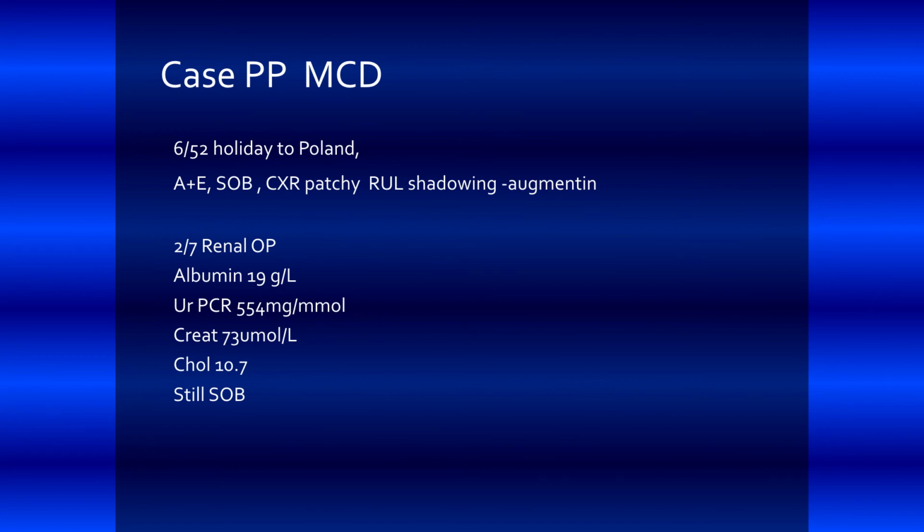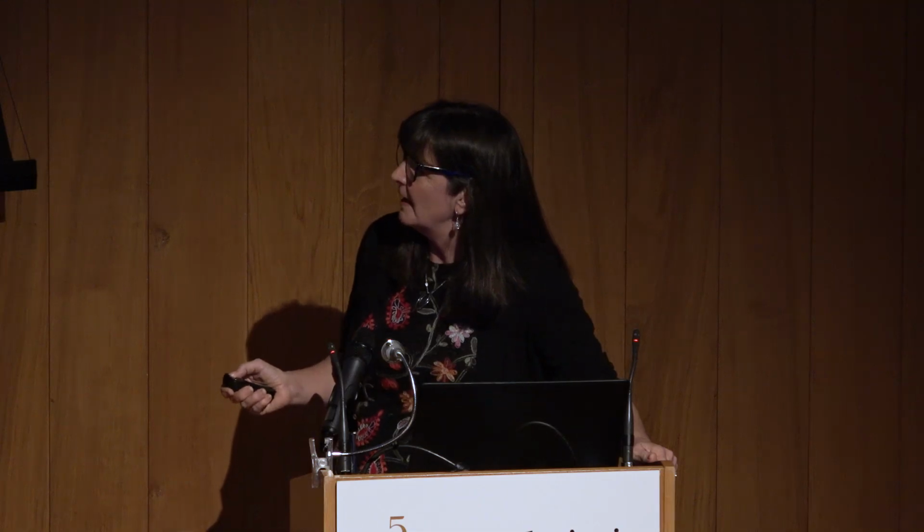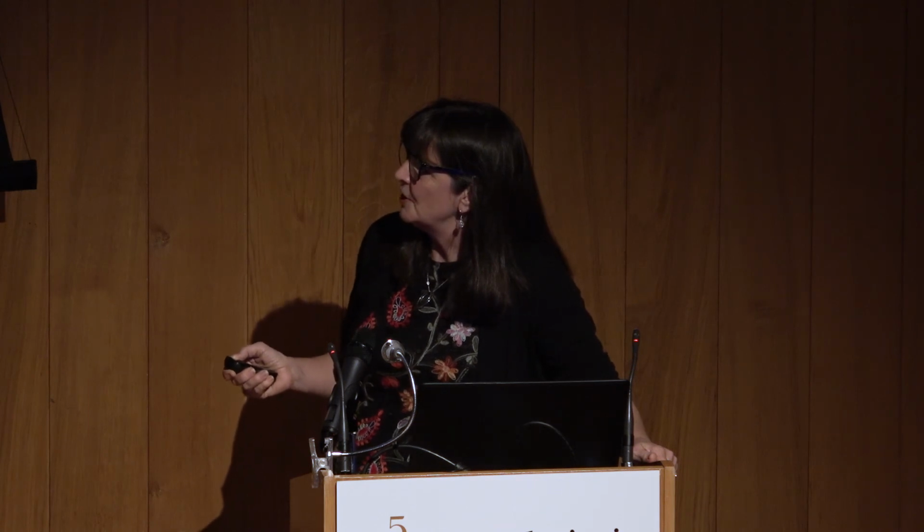Well, 6 weeks after starting treatment, she went off to Poland, and she came back from Poland a bit short of breath, went to A&E, and was given some Augmentin for a chest infection. And then we saw her in the clinic a couple of days later. Albumin hadn't really shifted, only had 6 weeks of steroids at this point, so we weren't too worried about that. But she was still a bit short of breath.